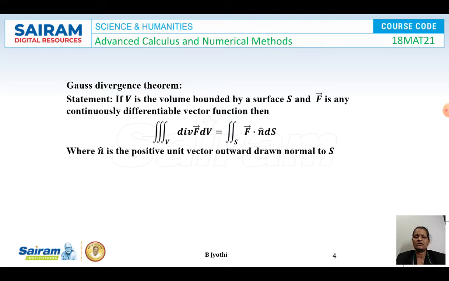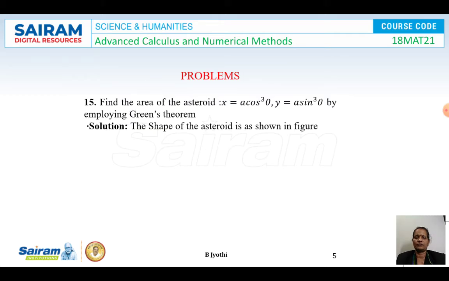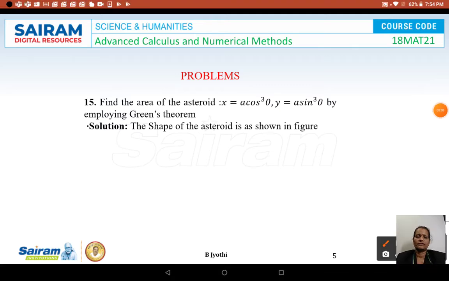These are the three theorems which we will be using in order to solve the different types of problems. Let us see the problems now. First problem: find the area of the asteroid x equals a cos cube theta, y equals a sin cube theta, by employing the Green's theorem.